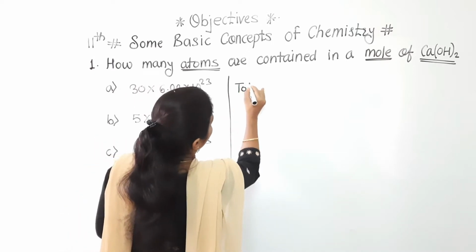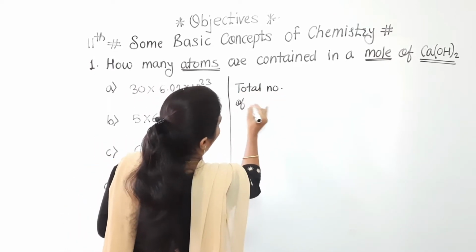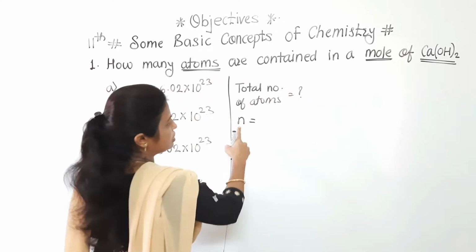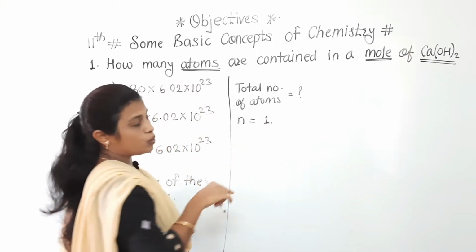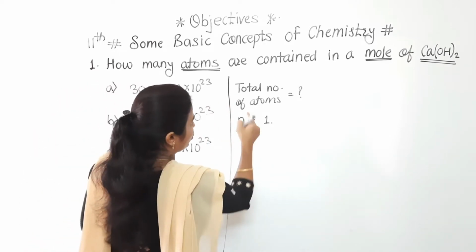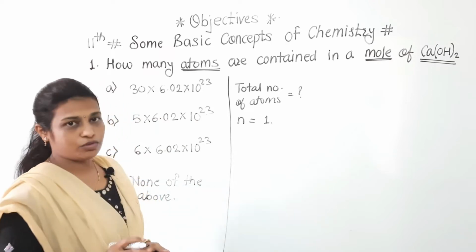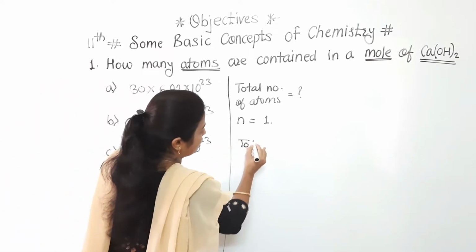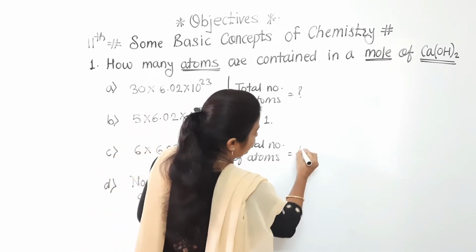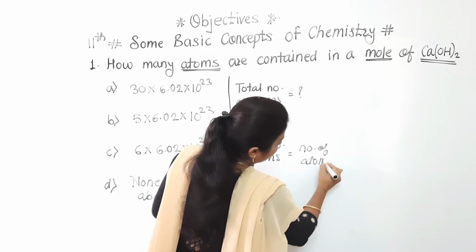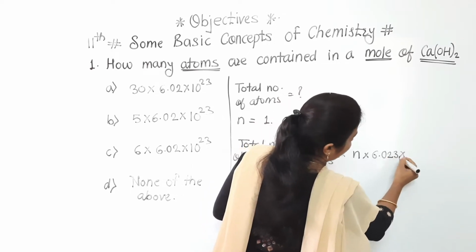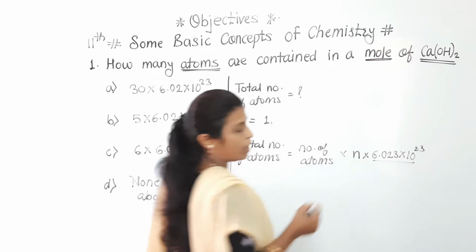So here we have to find out the total number of atoms. So that is the first point. Next one, the number of moles they have given, that is n is equal to 1. Whose number of atoms we have to find out, that is calcium hydroxide. So here the total number of atoms of calcium hydroxide we are going to find out. So what is the formula? Formula is total number of atoms is equal to number of atoms into number of moles into 6.023 into 10 raised to 23. That is the Avogadro's number.